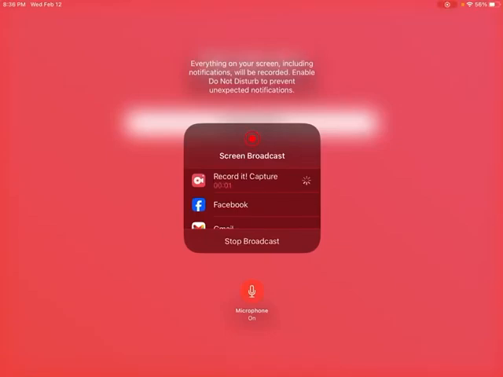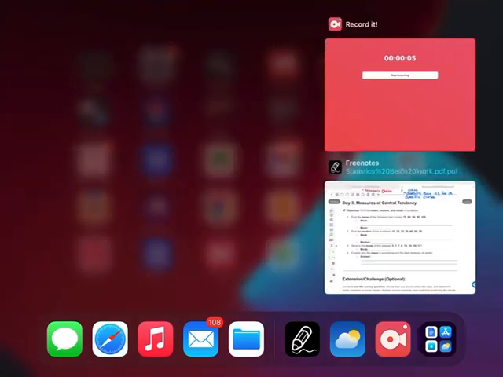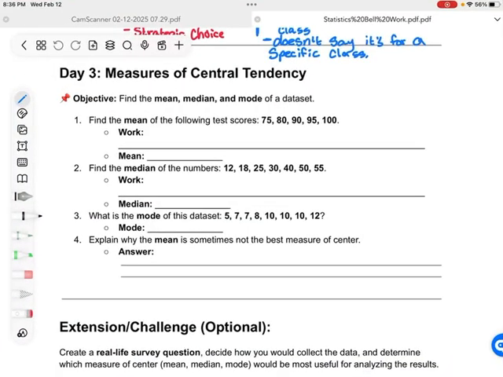Hi guys, so we are going to go ahead and take a look at our bell work for today. Sorry I'm not there with you today, but I wanted to go ahead and take a look at our day 3 measures of central tendency, and we'll go through this pretty quickly here. So our objective, we need to figure out how to find the mean, median, and mode of a data set.